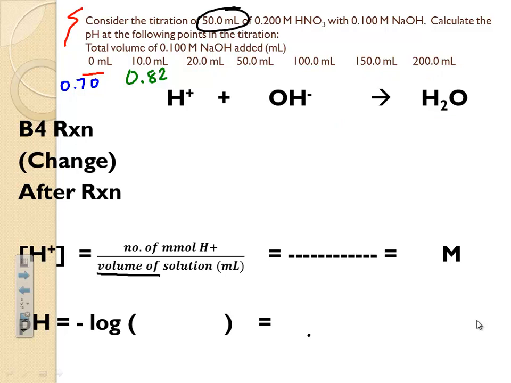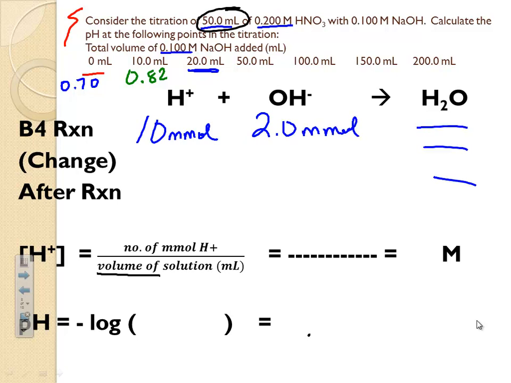Okay, so for this one, we're going to assume 20 milliliters of NaOH will have been added. We still have the same 50 milliliters and the same 0.2 molar HNO3. So we're still starting off with our 10 millimoles here. But now, because we've got 20 milliliters of our 0.1 molar NaOH, now we've got 2 millimoles here. You could just ignore the water the whole time. All 2 millimoles are going to be consumed, so we're going to subtract our 2, 1-to-1 ratio. We're going to wind up with 0 and 8.